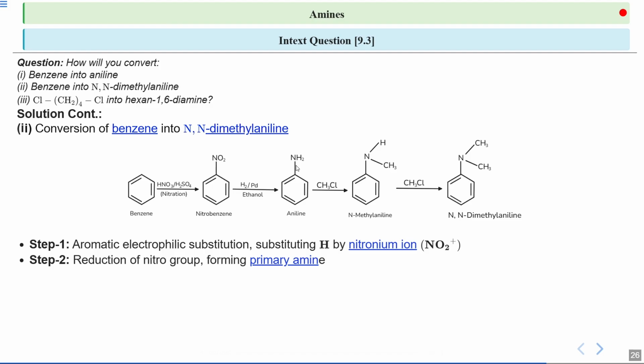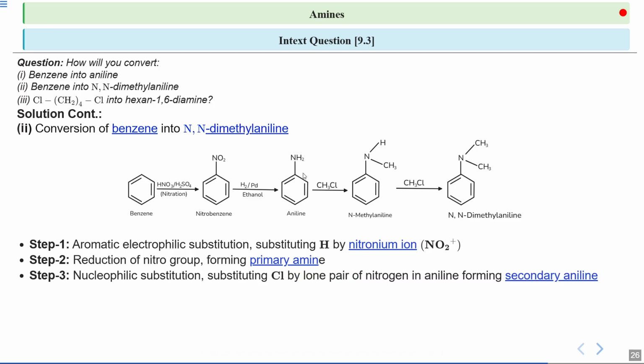In case of reduction, what we do is add hydrogen or remove oxygen. So we use a catalyst like H2, hydrogen gas, in presence of palladium, and we reduce this NO2 group into primary amine.